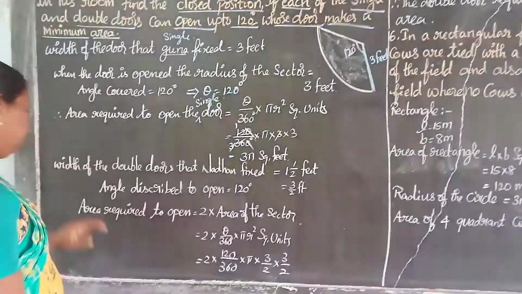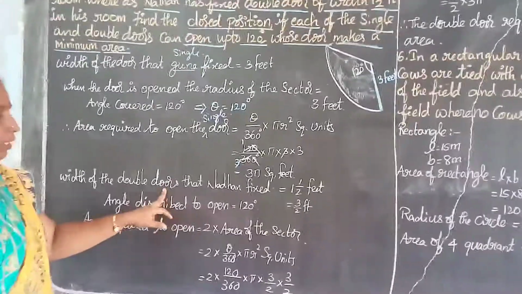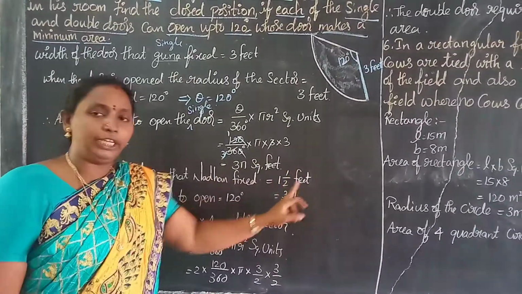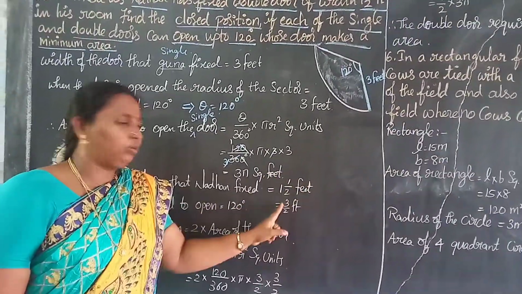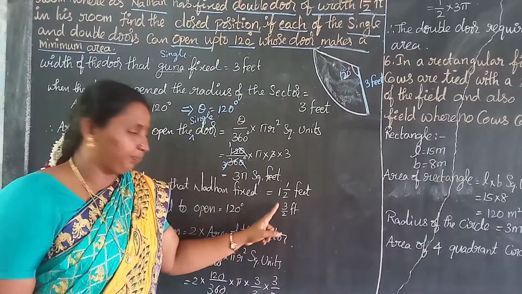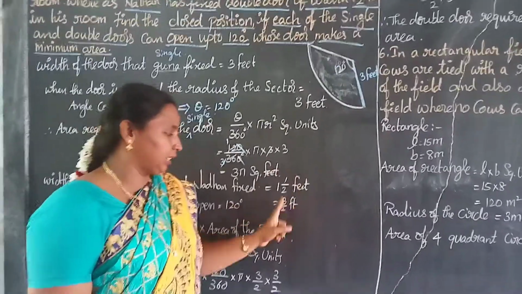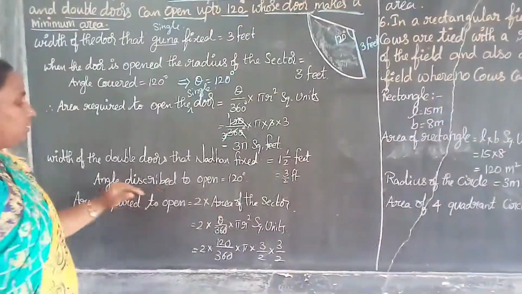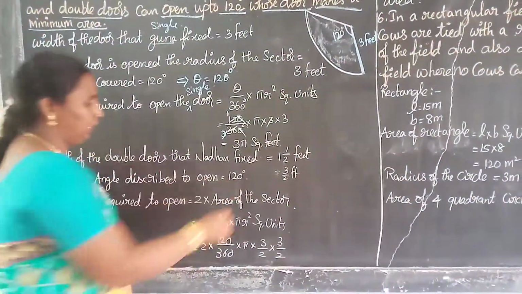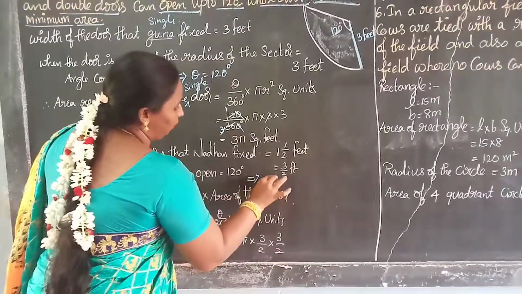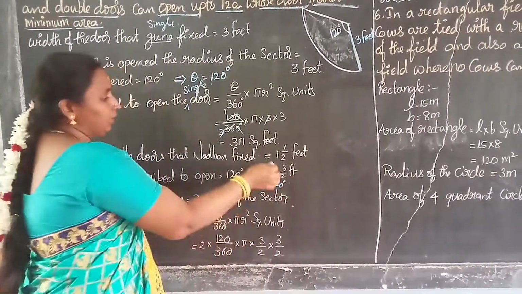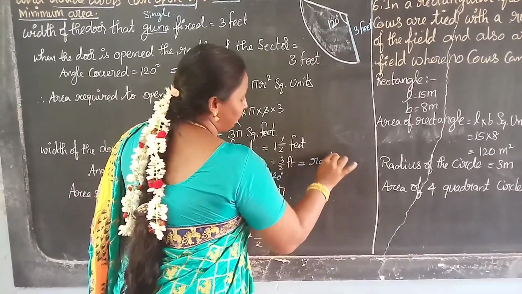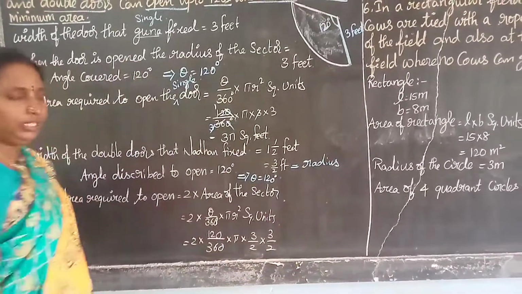Now move on to the double door. So the width of the double door that Nathan fixed equals 1.5 feet, that is 1 1 by 2 feet. Convert this into an improper fraction, since it is in mixed fraction. You get 3 by 2 feet. Here also the angle is 120 degree only. It is theta equal to 120 degree. Here this 3 by 2 feet will be the radius of the sector. So our r value is 3 by 2.